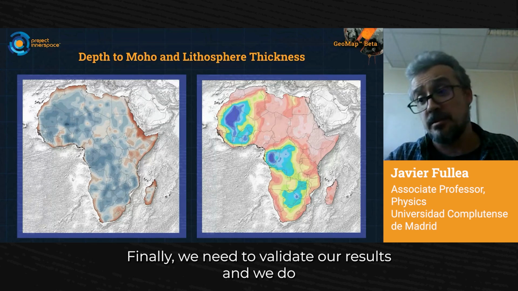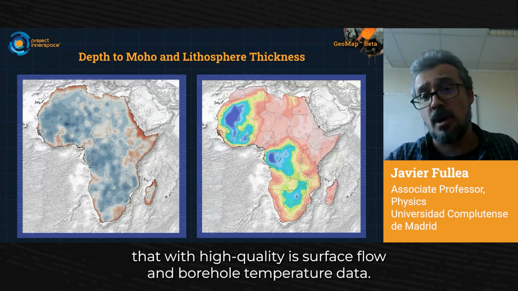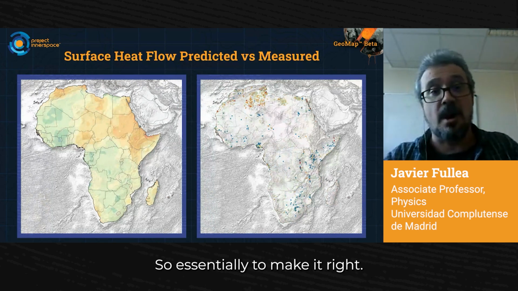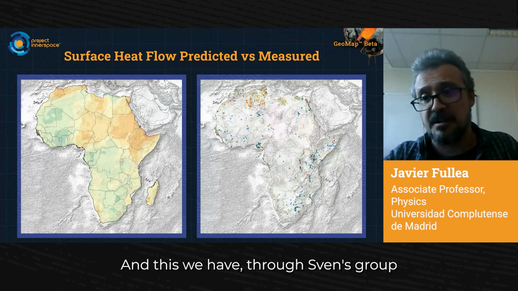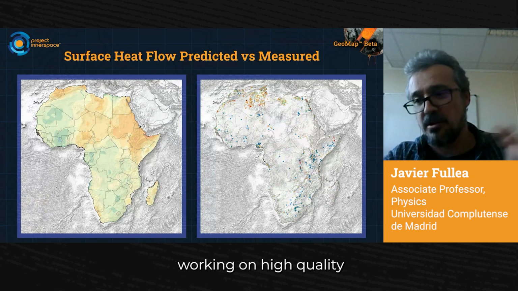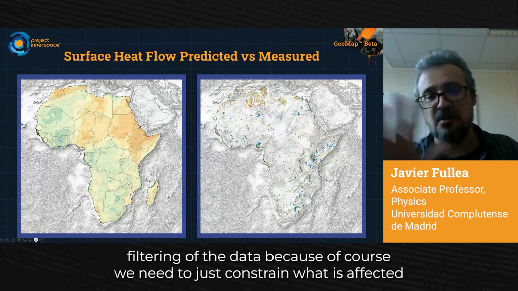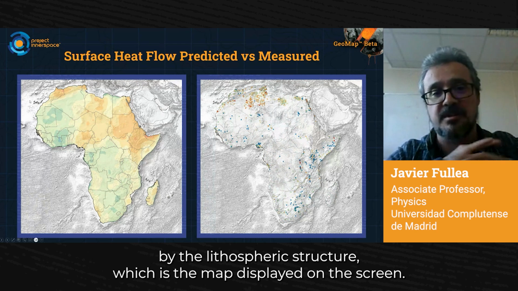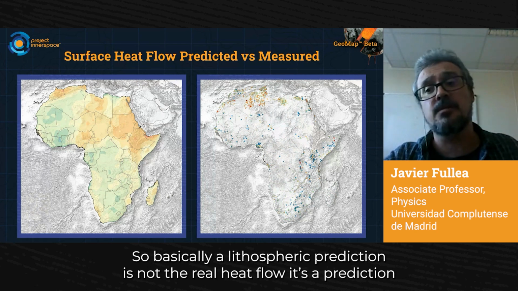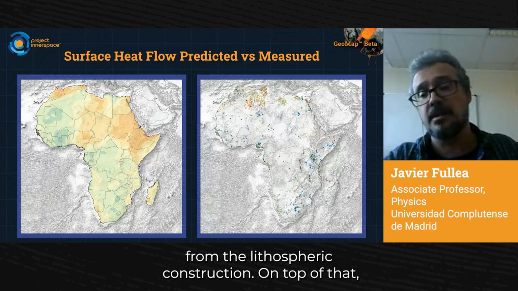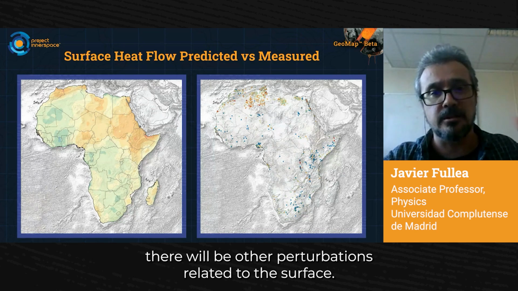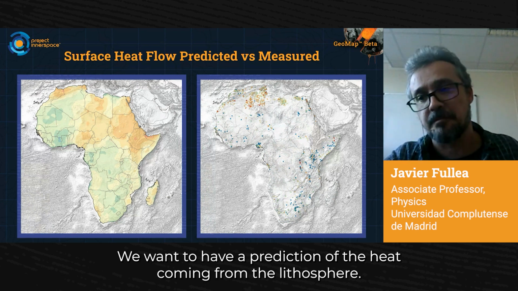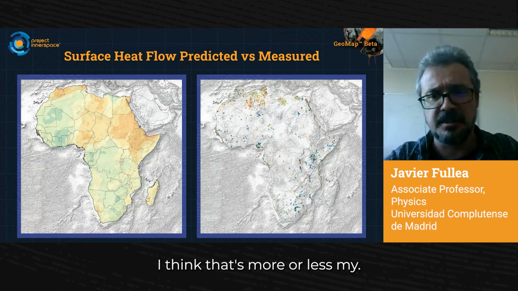Finally, we need to validate our results, and we do that with high quality surface heat flow and borehole temperature data. So it's essential to make it right. And for this we have a students group in GFZ working on high quality filtering of the data, because of course we need to just constrain what is affected by the lithospheric structure, which is the map that is on there. It's basically a lithospheric prediction. It's not a real heat flow, it's a prediction from the lithospheric structure. On top of that, there will be other perturbations related to the surface, but this is okay. We want to have a prediction of the heat coming from the lithosphere. I think that's more or less my bit.